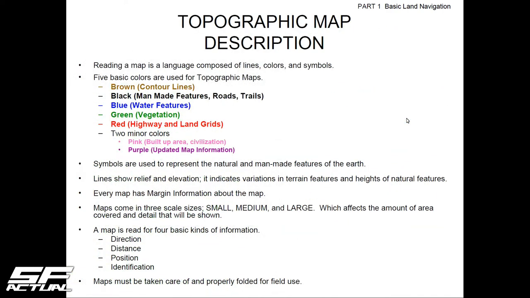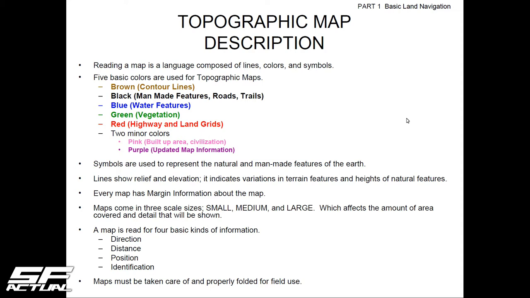Now, a topographical map is governed by multiple authorities that have come together to create a standard, so that if you ever do acquire one from that authority, it's all going to be the same. It's all going to be standardized. So in this case here, brown contour lines. Contour lines show elevation. We'll go over that in a little bit in detail.